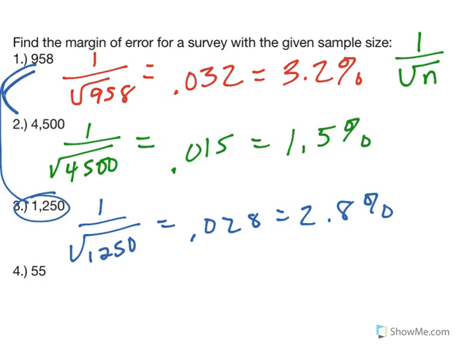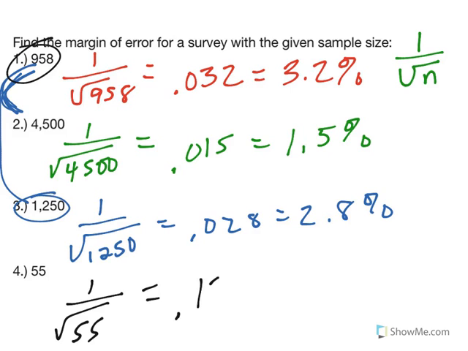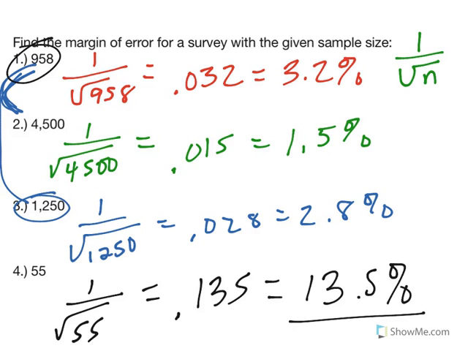1250 is between our sample sizes of 1 and 2, and our margin of error was between the margin of error for those. And number 4, I have a small sample, right? So if you think about 1 over the square root of 55, 55 is smaller than 958. So my margin of error should be bigger than 3.2 because they're kind of opposite. And I get 0.135, which is 13.5%. That's a large margin of error, just in case you wondered.